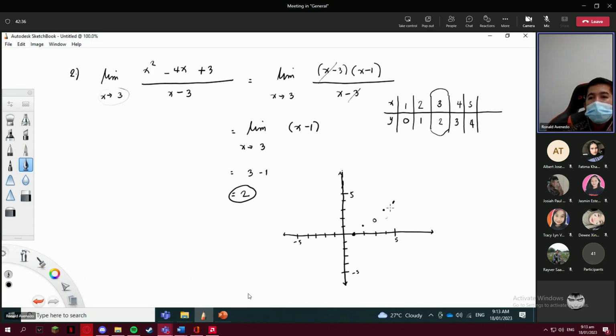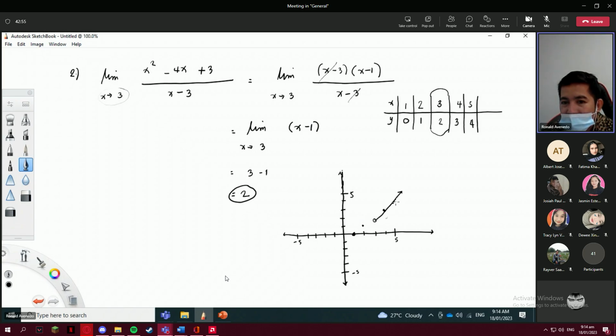Now, why is 3, 2 unshaded? That is because 3, 2 is not part of the graph. Kasi siya ang limit. So if we're going to connect now the points, ito siya.